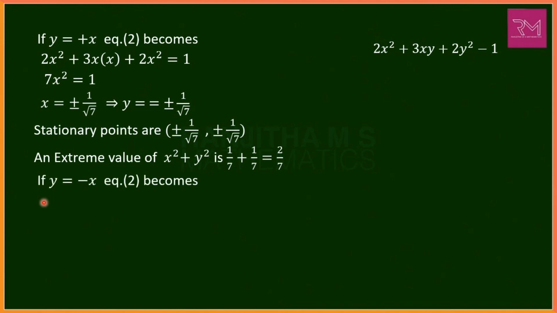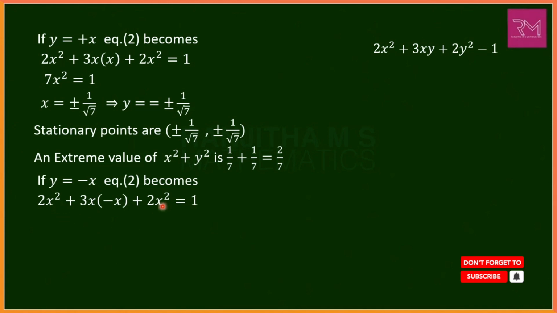In a similar way, for the case y is equal to minus x, equation 2 becomes, here substitute in the place of y as minus x. We get 2x square plus 3x into, in the place of y substitute as minus x, plus 2x square, which is equal to 1. Here 2x square plus 3x into minus x is minus 3x square plus 2x square, which is equal to 1.